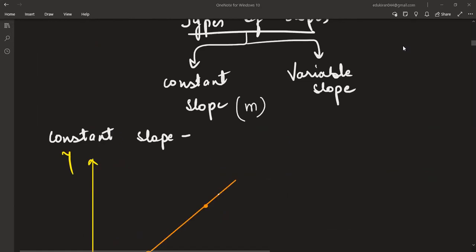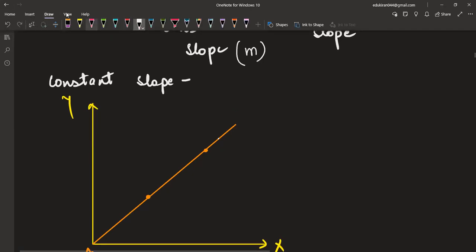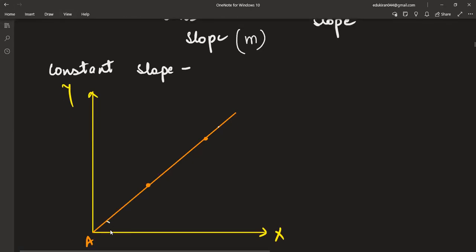Regarding the types of slope, we have discussed what types of slopes we have: linear slope, straight slope, positive, negative. But regarding constant and variable, we haven't discussed. So how do we identify whether a slope is a constant slope or a variable slope? The best method is, see, you know this angle is theta. Take one point. Let's say this point is B. Make a line parallel to the x-axis.